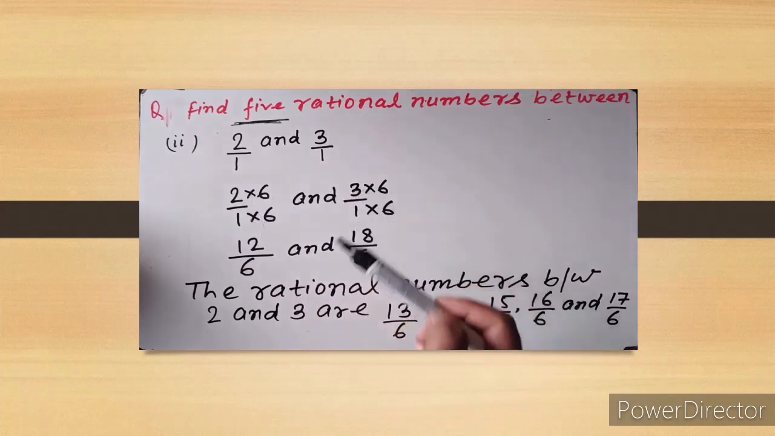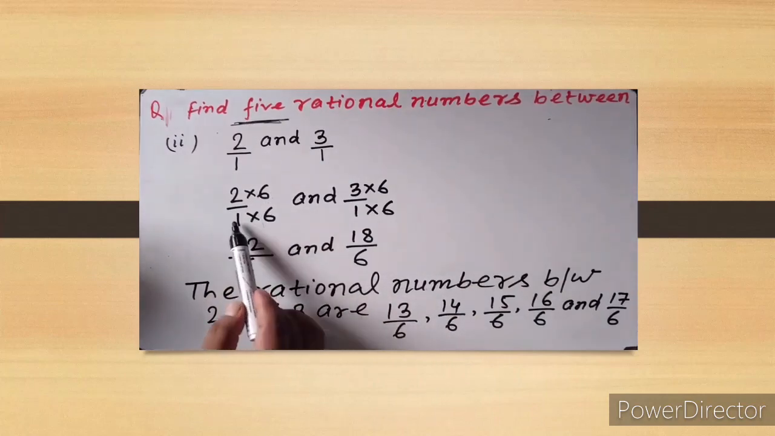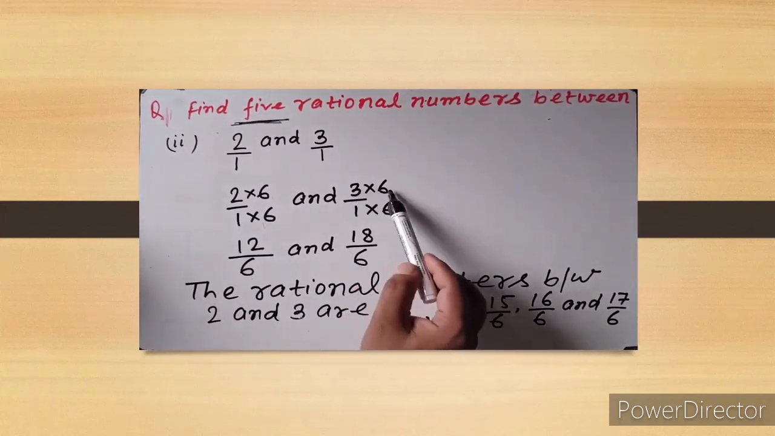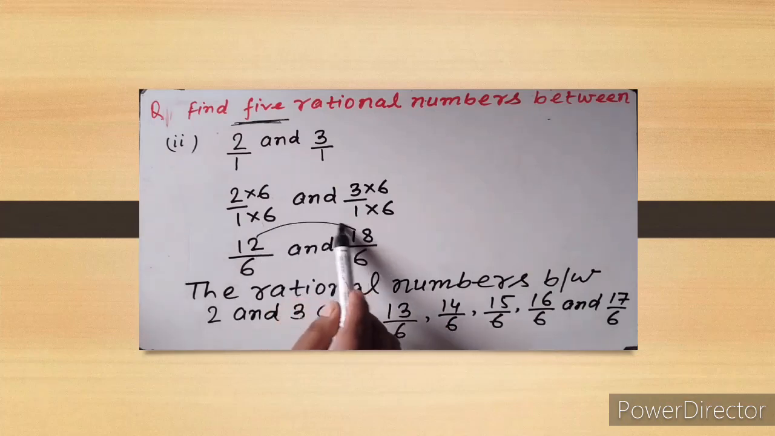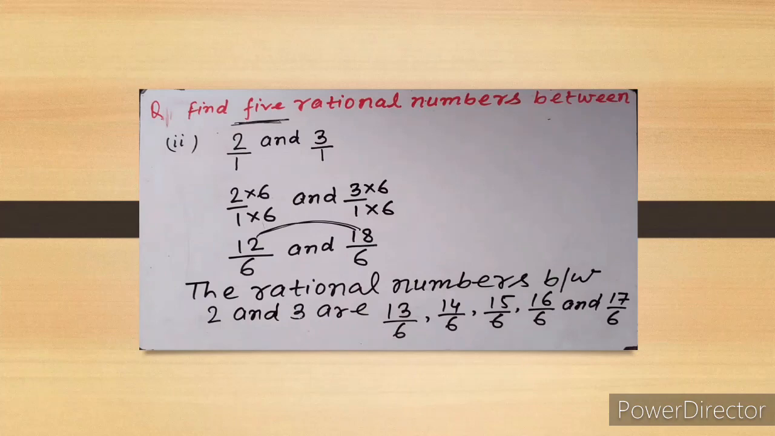3 by multiply 6, 1 multiply 6, 2 6s are what? 12, 1 6 is 6, 3 6s are 18, 1 6 is 6, and we will see between 12 and 18. So you can see between 12 and 18 are 13, 14, 15, 16 and 17. And in the denominator is what? 6. So we will write 13 upon 6, 14 upon 6, 15 upon 6, 16 upon 6 and 17 upon 6.